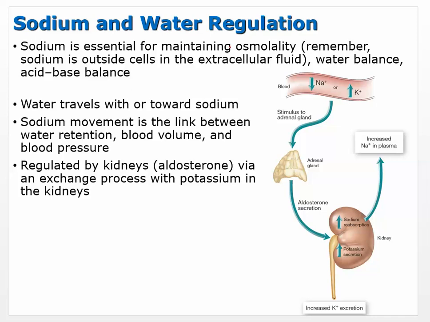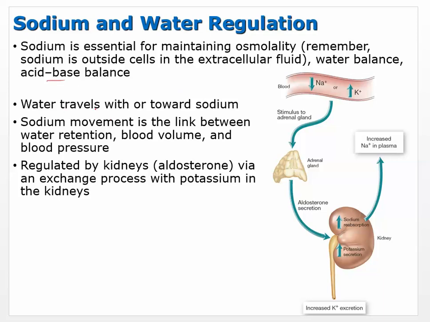Sodium is essential for maintaining osmolality, and that's because sodium is on the outside of the cell. It is the major ion that's outside of cells and in your plasma, and it's just everywhere, as opposed to potassium, which is mainly found inside cells. Well, I shouldn't say it's its main role, because it's also important for nerves, but in terms of water regulation, it's the osmotic balance molecule. So water balance, acid-base balance, which we'll talk more about in a minute.